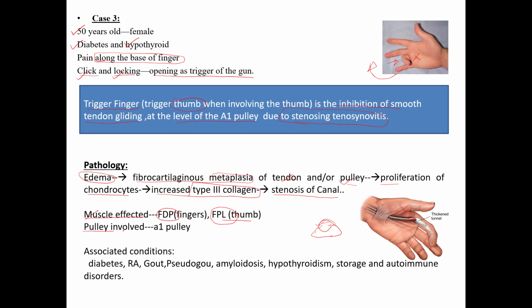And which pulley is involved? It is the A1 pulley which is involved here. If you see here, the A1 pulley is thickened and the tendon is also inflamed and there is no smooth gliding. So it is getting locked every time.